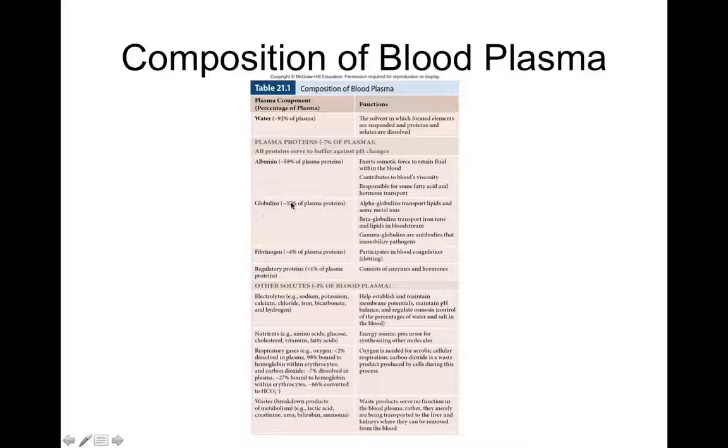Now, the globulins are second to the albumins, and these globulins are also proteins, but have different functions. So we have alpha, beta, gamma globulins. The alpha globulins are involved with lipid transport and metal ion transport. Beta globulins are involved with iron and lipid transport. And the gamma globulins are antibodies. Now, we've learned in lab, and we'll talk about it again today, that antibodies are immune proteins, and those are basically proteins that can stick onto foreign antigens.